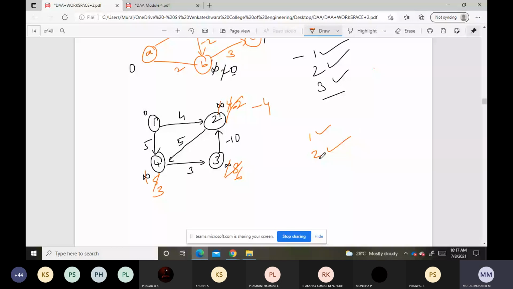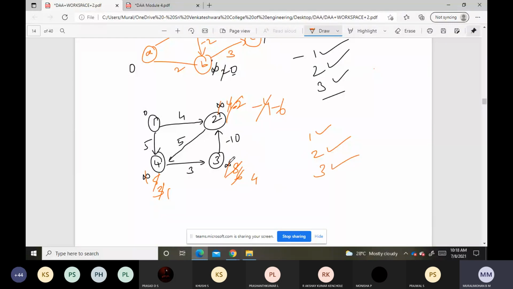Next, third cycle, let us go. 0 plus 5, 3 as it is. 0 plus 4, minus 4 as it is. Minus 4 plus 5 is 1. 1 plus 3, 4. 4 minus 10, minus 6. Right. So just see, the third cycle is finished.